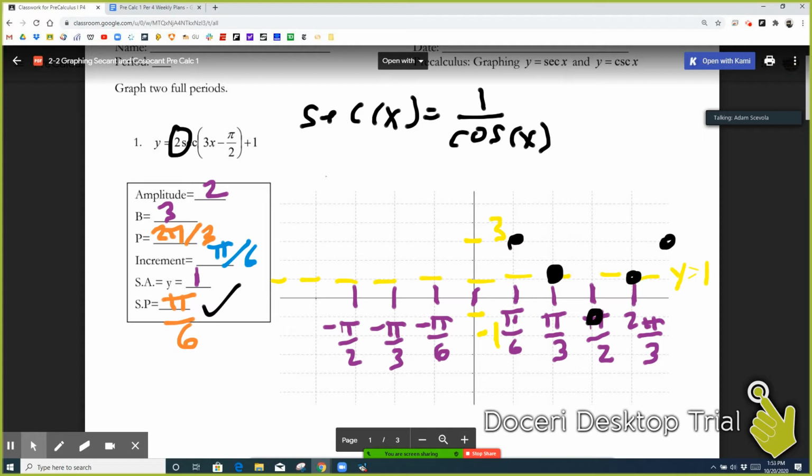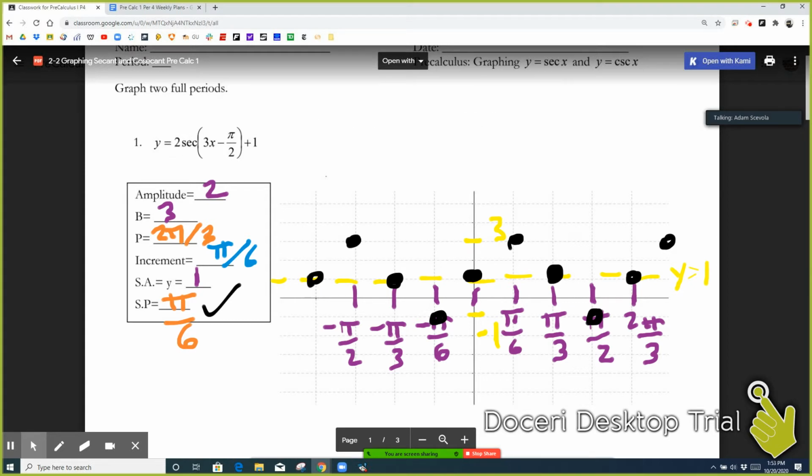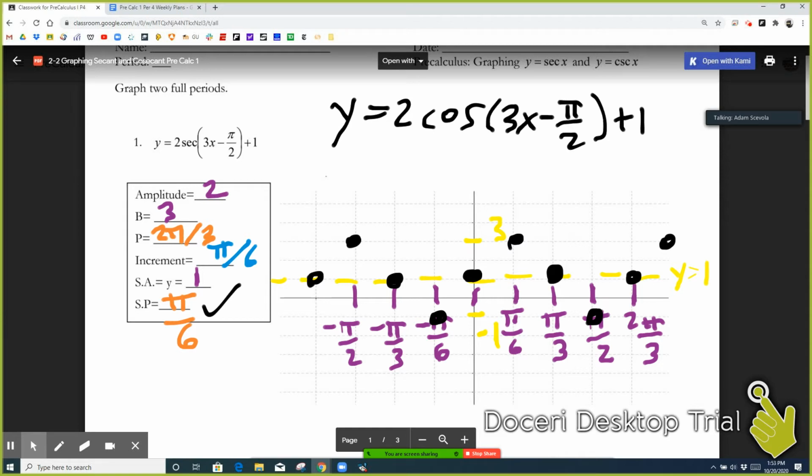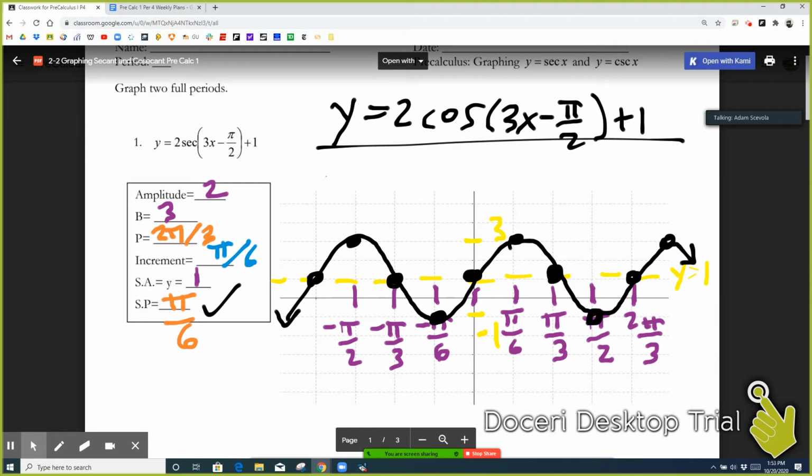And if we keep working in the other direction, we could go left an increment, down an amplitude. Left an increment, down an amplitude. Left an increment, up an amplitude. Left, up, left, down. Okay, so at this point, we have done all the steps for graphing y equals 2 times the cosine of 3x minus pi over 2 plus 1. So if we were graphing this cosine, it would look like this, and we would be done. Now we're not, so we're going to graph secant.